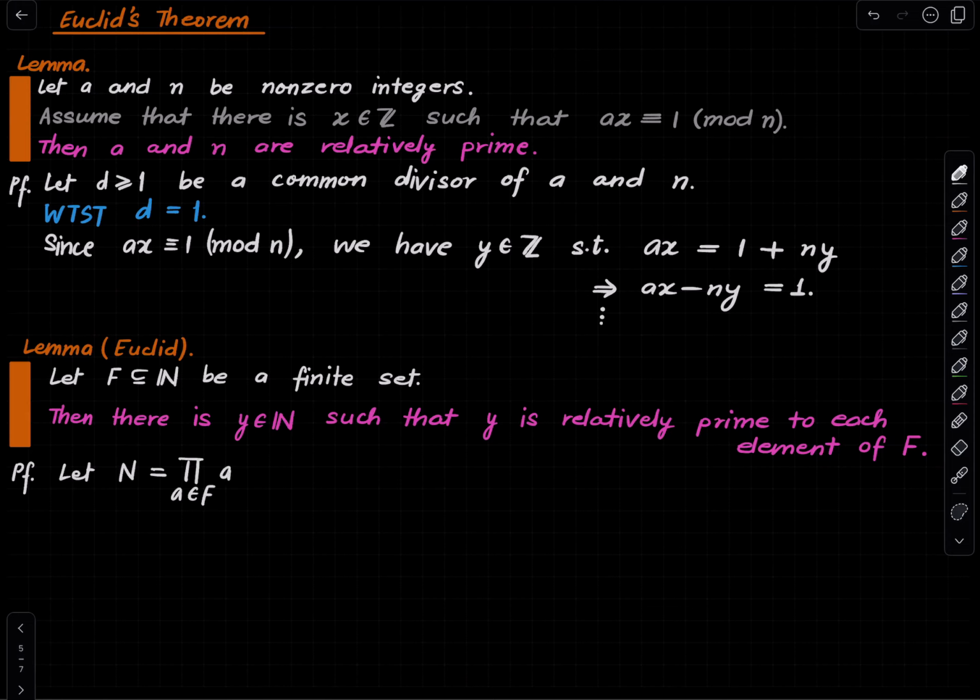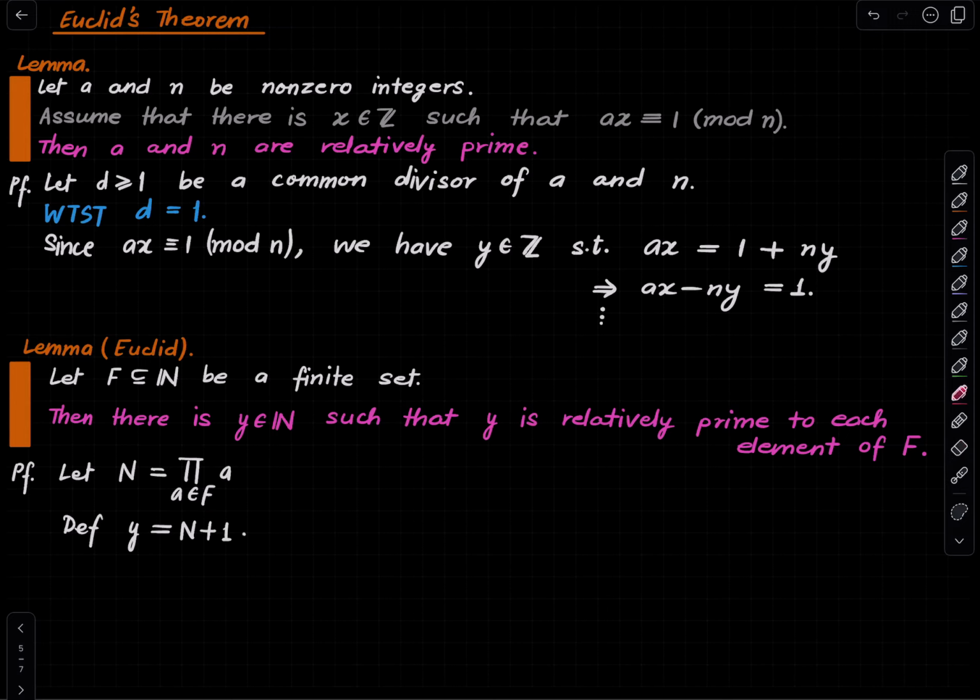So this is just a fancy way of writing the product of all the things in f. Product of all the things in f. And that is what capital N is. And just take y, or define y as n plus 1. Okay, so then note that, let me write it in full, although it's a little bit of a waste of time.